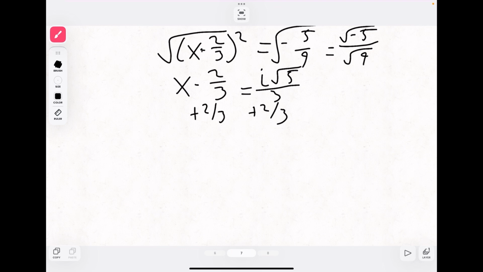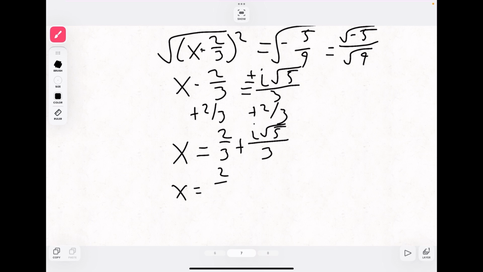And of course, I forgot to mention this, but this equation right here is positive or negative since we took a square root. And so that means you are going to have two different equations. You're going to have x is equal to 2/3 plus i times square root of 5 over 3, and x is equal to 2/3 minus i times the square root of 5 over 3. Just to let you guys know, this is an acceptable answer right here.